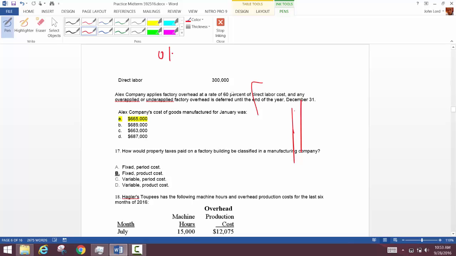Yeah, there you go. Overhead is going to be what? 300,000. Good. Times 60%. That's 180,000. 300,000 times 0.6 will give us 180,000. So we've got our manufacturing overhead now, don't we?